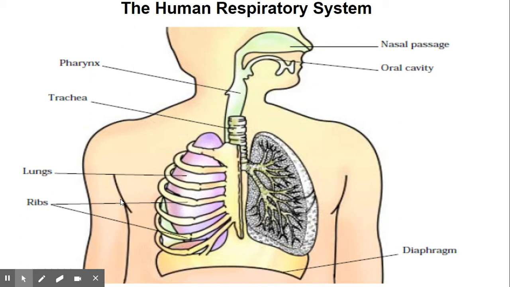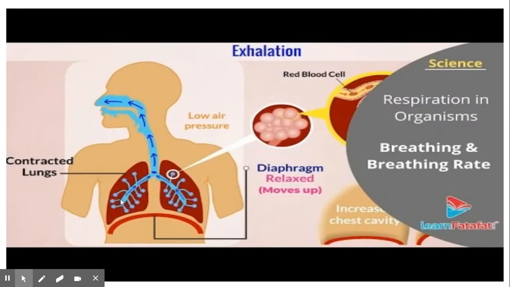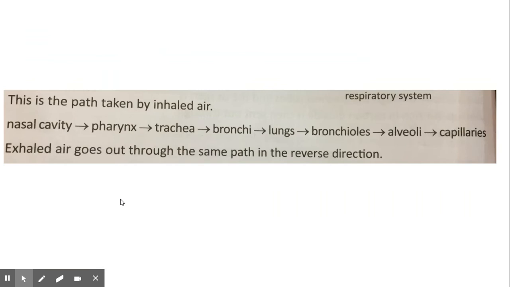Now let me just tell you the path taken by the inhaled air. The path taken by the inhaled air is as follows. It enters the nasal cavity, then the pharynx, then trachea, then bronchi, lungs, bronchioles, alveoli, and capillaries. The exhaled air goes out through the same path in the reverse direction.